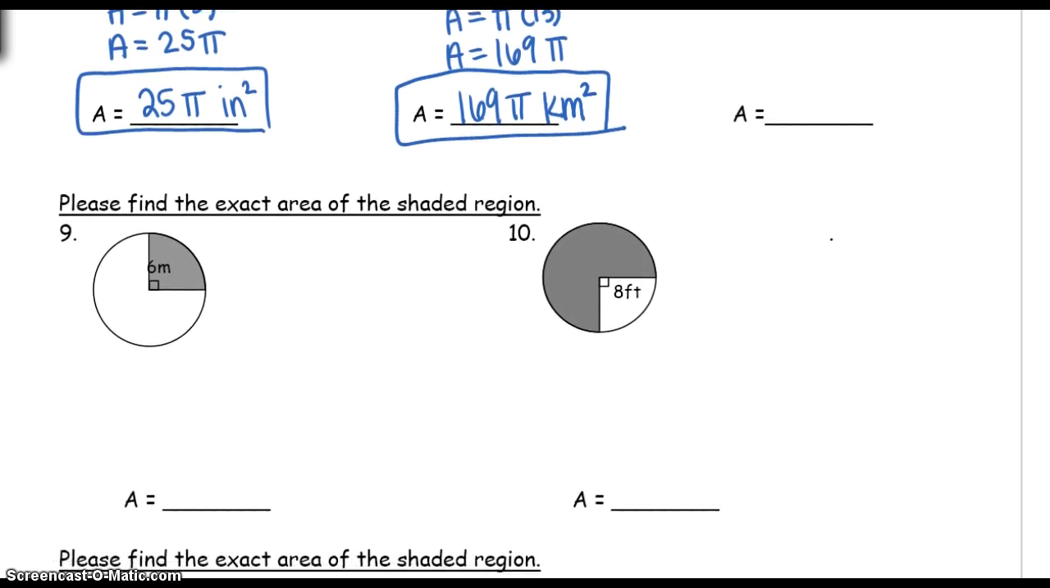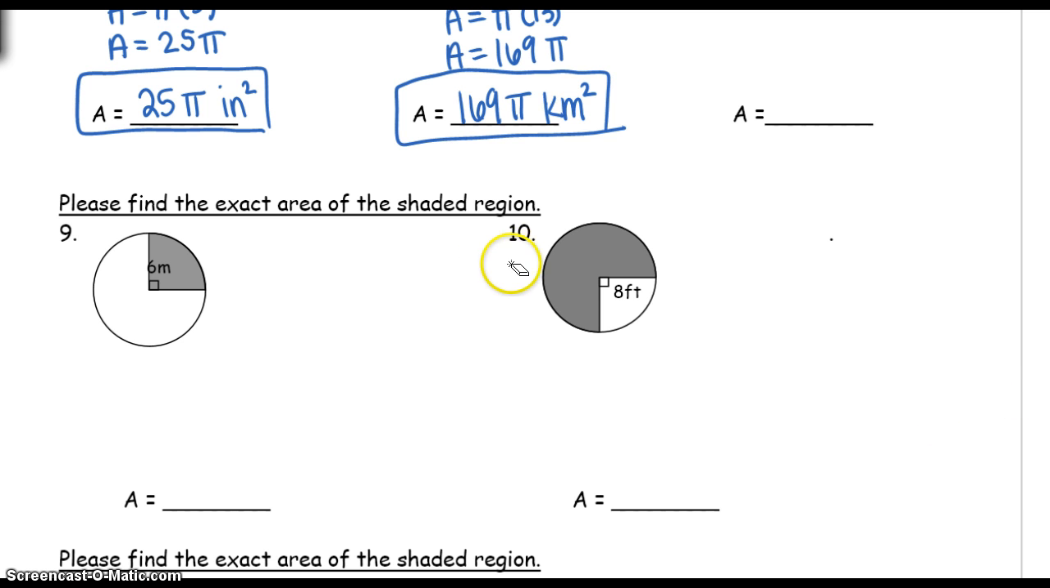Ooh, let's look at 9 and 10. So getting a little deeper here. Please find the exact area of the shaded region. So you're going to have to actually pause and think on number 9. What fraction of the circle is shaded? You have to ask yourself that question. So in class, when you're practicing these, I want you to ask yourself that question. What fraction of the circle is shaded?